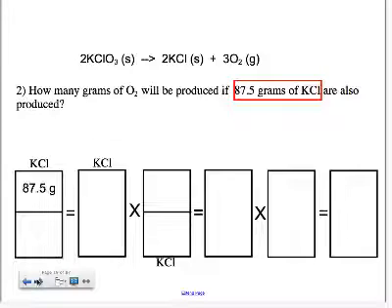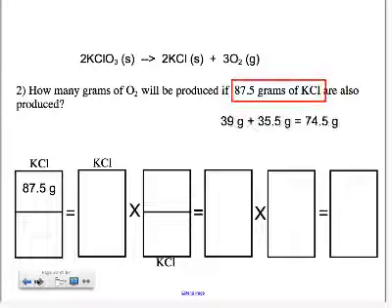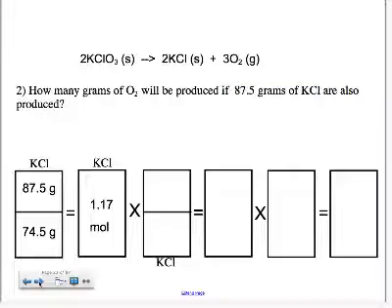And I'm going to put 87.5 grams in the first top left box because that's what I was given. Then I need the molar mass of potassium chloride. So 39 plus 35.5, that's potassium and chlorine, gives me 74.5 grams. So that goes in the bottom of the left-hand box there. And I divide those two numbers out to get 1.17 moles of potassium chloride.